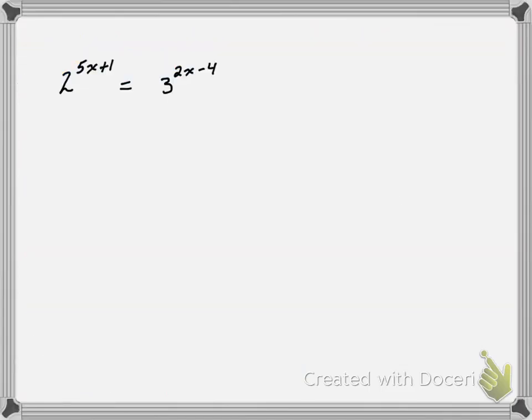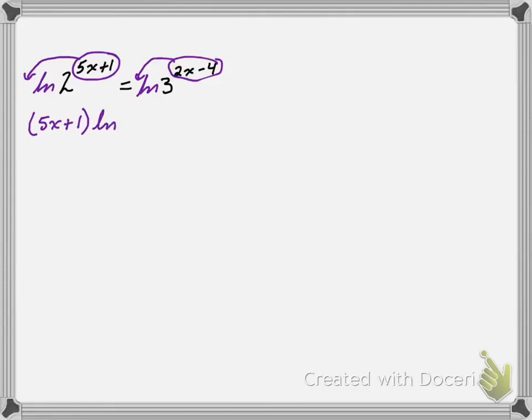All right, let's do one more problem together. So we have the same situation that we had before, something raised to a variable, something raised to a variable. We're going to take the natural log of both sides of our equation, which allows us to bring the exponent to the front. All right, so that gives us 5x plus 1 times natural log of 2 equals 2x minus 4 times the natural log of 3.